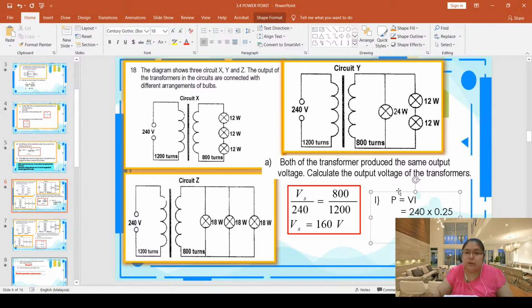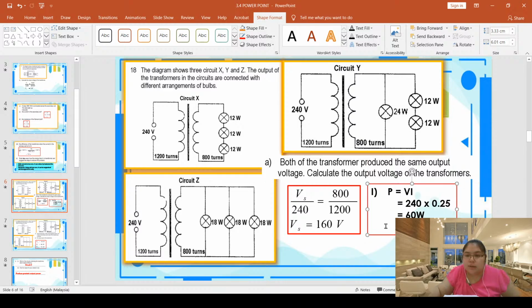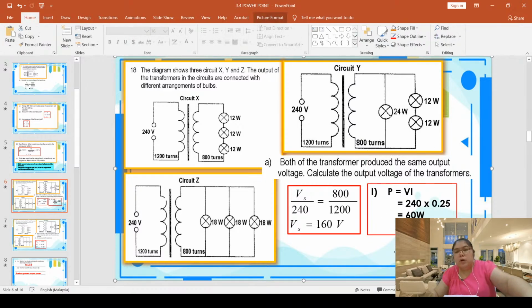Just now was A, this one is B1. So hopefully you can see clearly here. I make it bold and I put the box so you can see clearly the shape. So this one is the answer for B1. Okay, so all the power becomes the same.